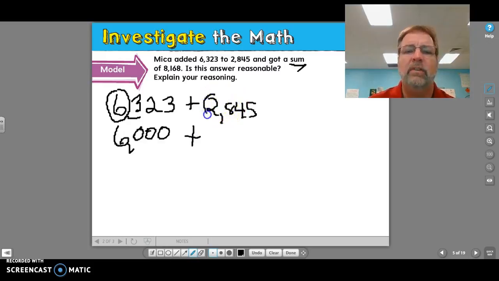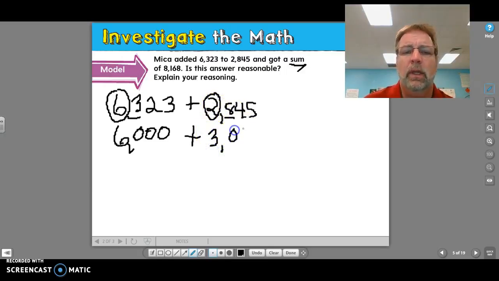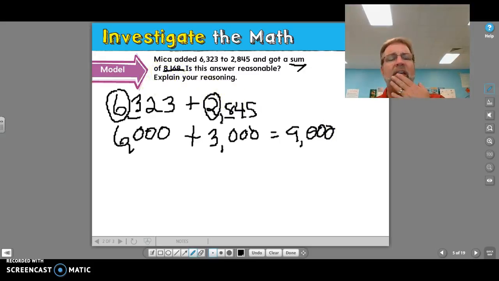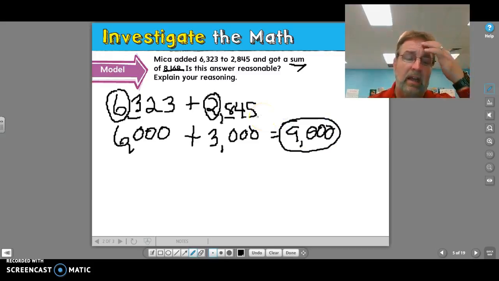Let's see about 2,845. Well, 800 is over halfway because 5 is halfway. So we know if it's 5 or more, then this goes up 1. So this would be 3,000. Now these two numbers are very much easier to add than these two numbers. So 6,000 plus 3,000 is 9,000. Where our question was, is his answer of 8,168 reasonable? Well, our estimate, actually his answer should be close to 9,000. So it is not reasonable.